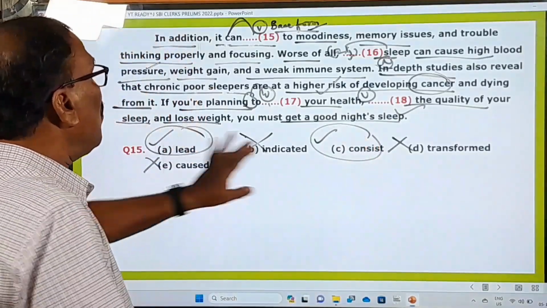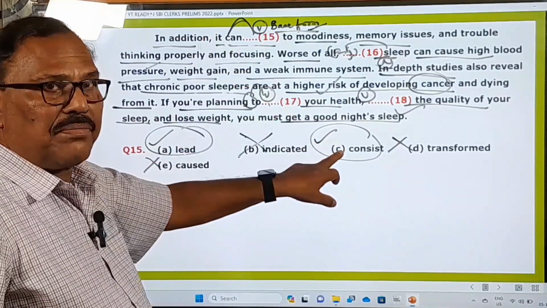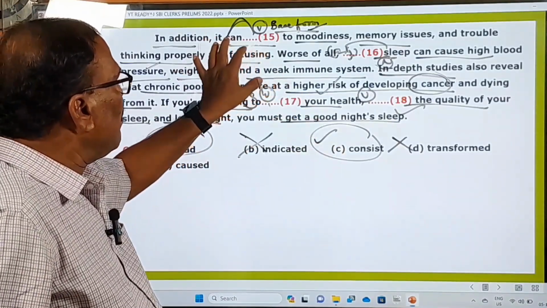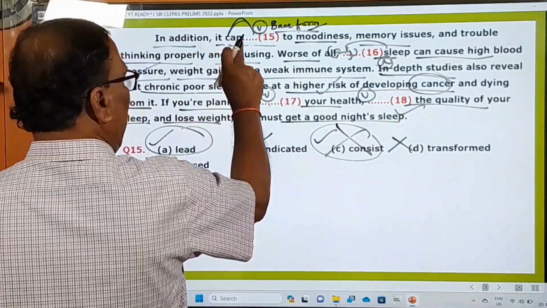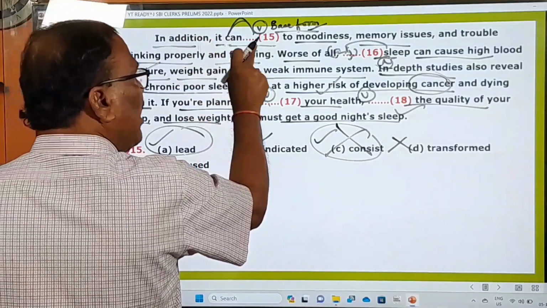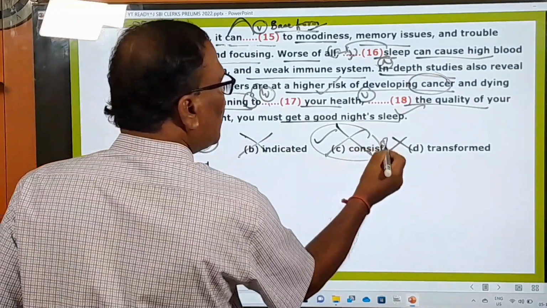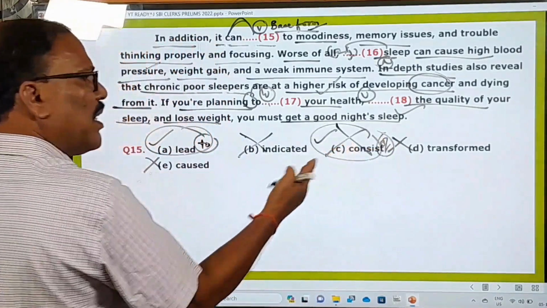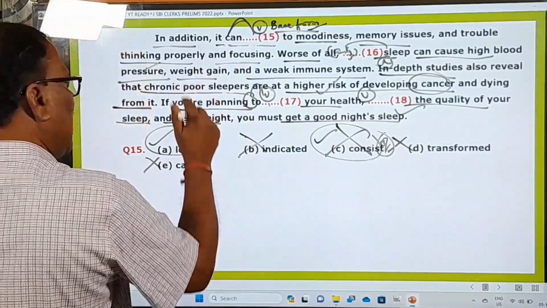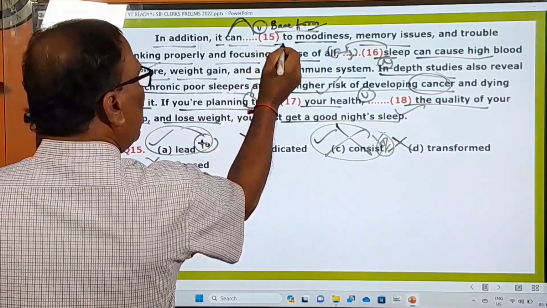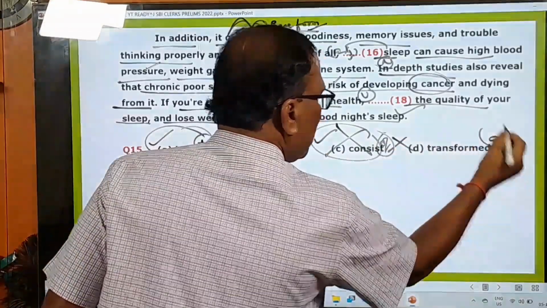And which word goes in this blank? It can be lead or it can be consist. According to this sentence, consist cannot go with this blank. Only lead will go with this blank. So you can say, in addition, it can lead to. Moreover, lead is always followed by to. Consist is always followed by of. If you are thorough in all these grammatical aspects, you can succeed in the examination. Lead to, so to is there. That's why you must use lead. So A is your answer.